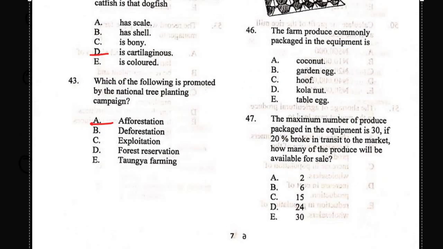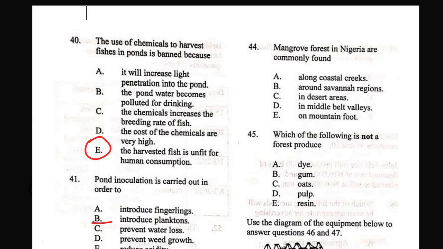So the National Tree Planting Campaign promotes afforestation, which involves planting trees to create new forests or replenish depleted ones. Question 44 says, mangrove forests in Nigeria are commonly found A. along coastal creeks, B. around savanna regions, C. in desert areas, D. in middle belt valleys, E. on mountain foot. The correct answer is A. Mangrove forests in Nigeria are commonly found along coastal creeks.